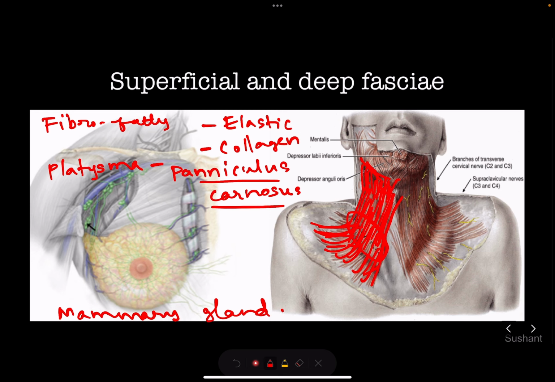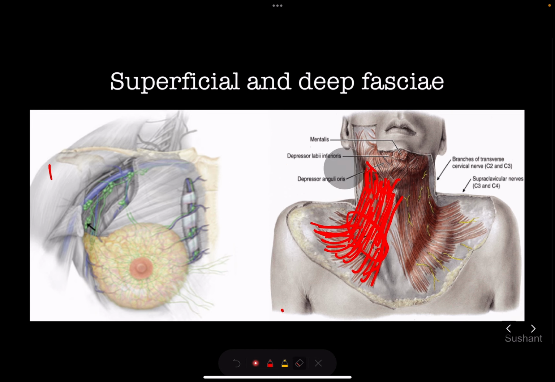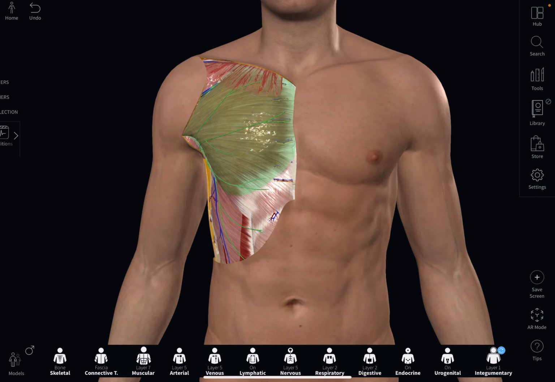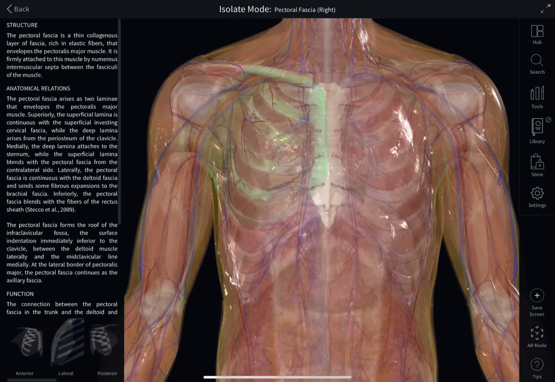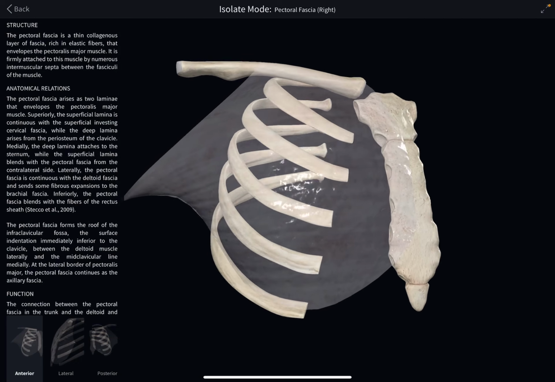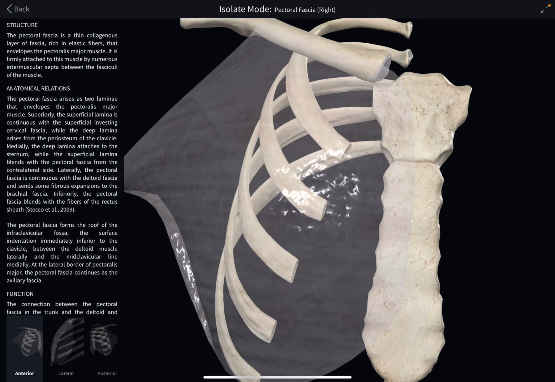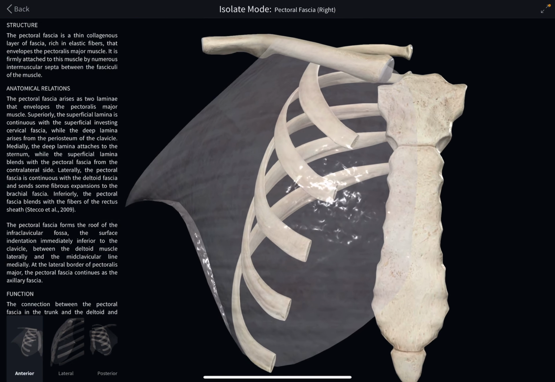Now what about the deep fascia? The deep fascia of the pectoral region is known as pectoral fascia. This pectoral fascia takes its attachment from the clavicle here and the sternum. Let us take a look at the pectoral fascia. This structure that is highlighted now is the pectoral fascia. We can clearly see that the pectoral fascia takes its attachment from the clavicle above and from the sternum.